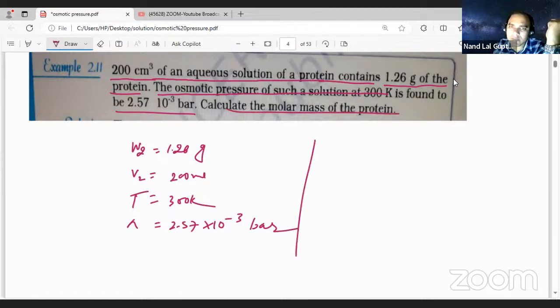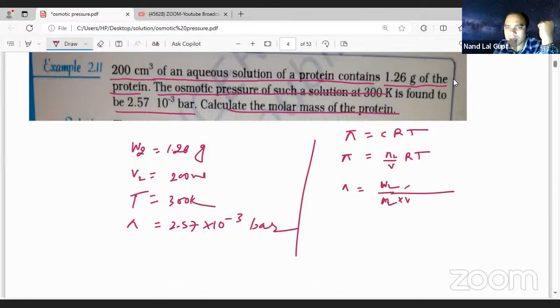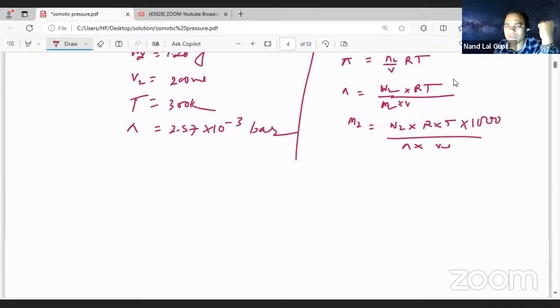So that is already we have done. Pi equal to CRT. This we know. Pi is equal to N2 by V RT. Or you can write Pi is equal to W2 upon M2, here is V, into RT. So M2 you are writing, W2 into R into T divided by pi into V. V it is ml, so you need to divide by 1000. So 1000 will go in the numerator.